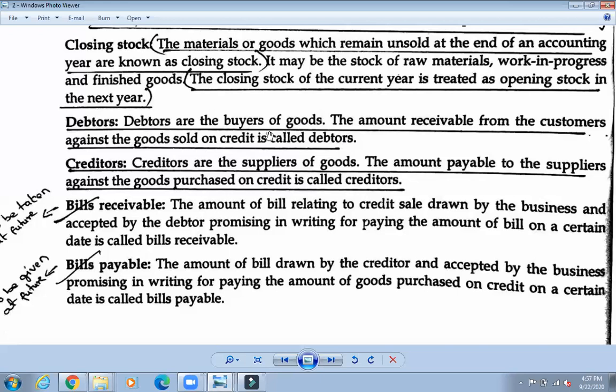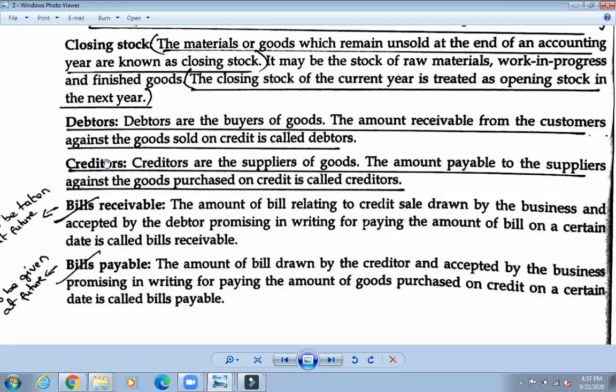Sometimes you also do the same thing. You buy it, but you buy it on credit. Then that is called the debtor. You are the debtor at that time. So creditor means those who give the goods and services on credit. Who takes and who gives? If I am giving to all of you on credit, then I am the creditor over here.